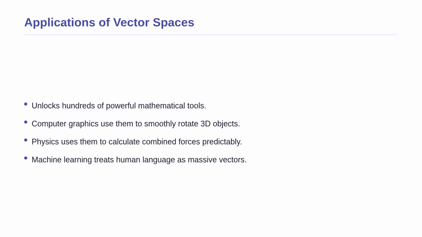Now that we have seen how strict these rules are, you might wonder why we spend so much time defining them. Why does this matter? Because once we prove a collection is a vector space, we instantly unlock hundreds of powerful mathematical tools. In computer graphics, the screen you are looking at is treated as a massive vector space, allowing the computer to smoothly rotate and scale 3D objects without them distorting. In physics, forces exist in a vector space, guaranteeing we can calculate stress on a bridge predictably. Even artificial intelligence processes human language by treating words as vectors in a space with thousands of dimensions.